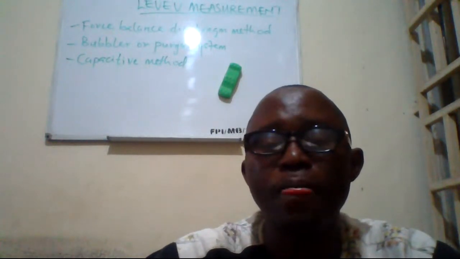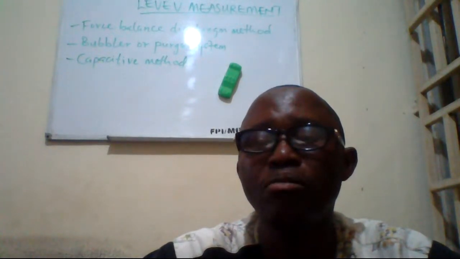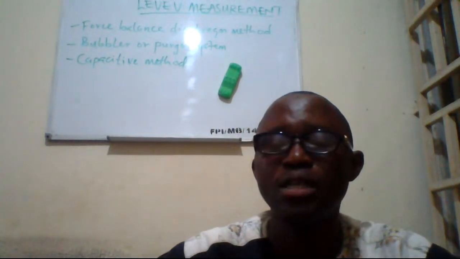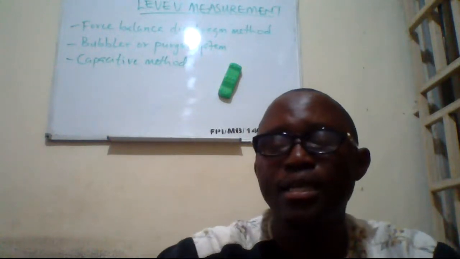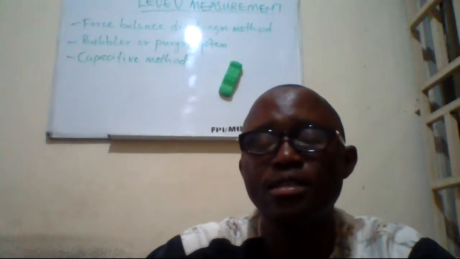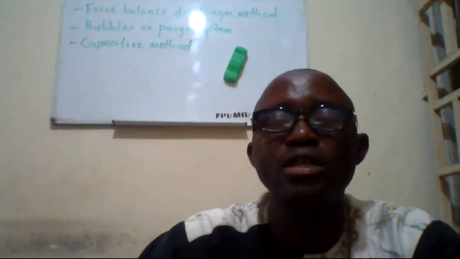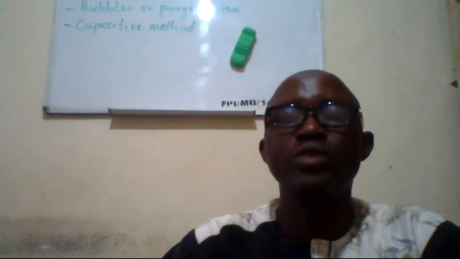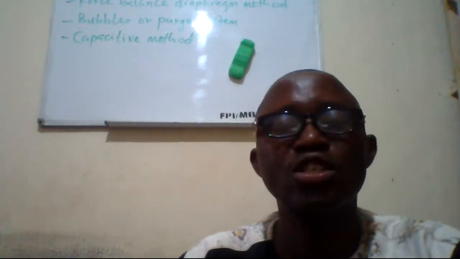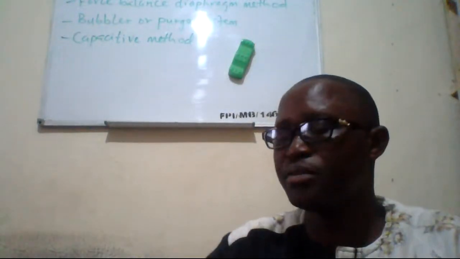But if there is no question, we can move on to the next system that we want to discuss. That is a bubbler or purge system. Briefly, I can sketch the system on the whiteboard so that you can have an idea what we are talking about. I want you to pay attention to the board to see how the sketch looks.